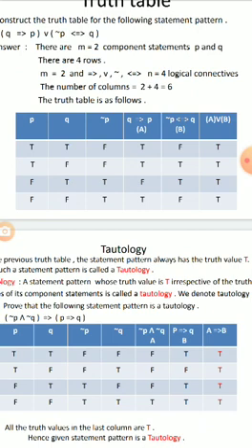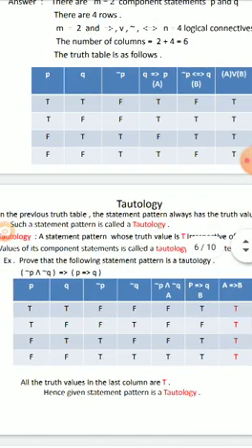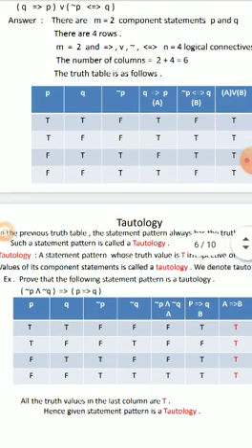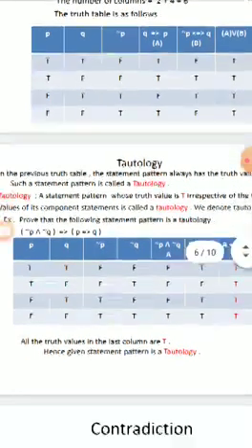So this is the table. First column P, second column Q, negation of Q, negation of P, Q implies P, negation of P if and only if Q, and then the last column is the truth value of the given statement pattern. And here in this case we see that all the truth values in the last column are equal and each is equal to T. So this is a special statement pattern which is called a tautology.